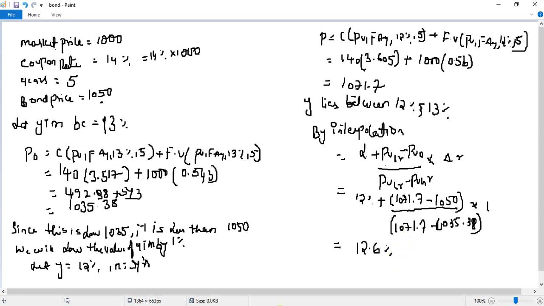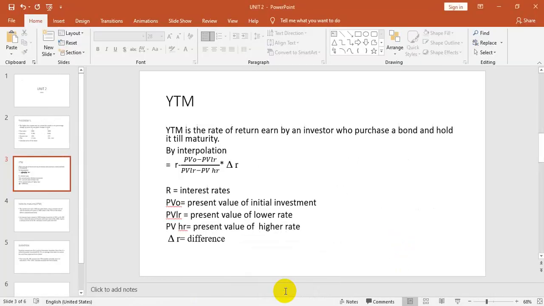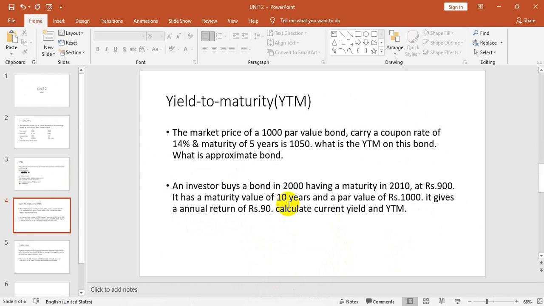So take another question. This is another question. Do this problem for homework. The problem below, this is one question, this is another question.